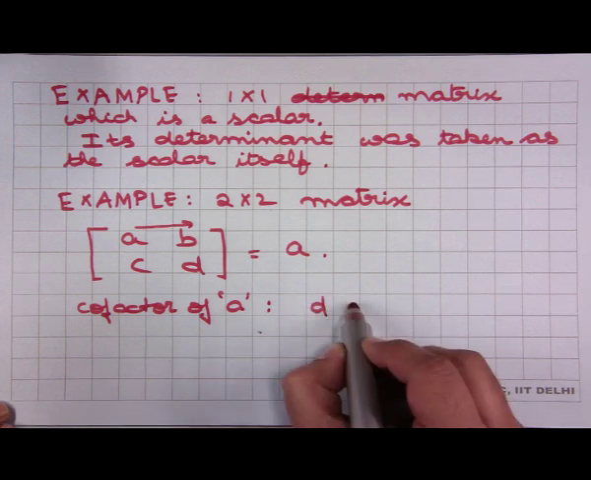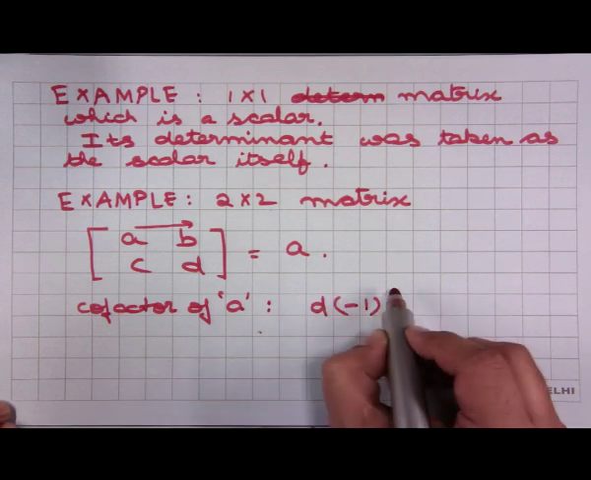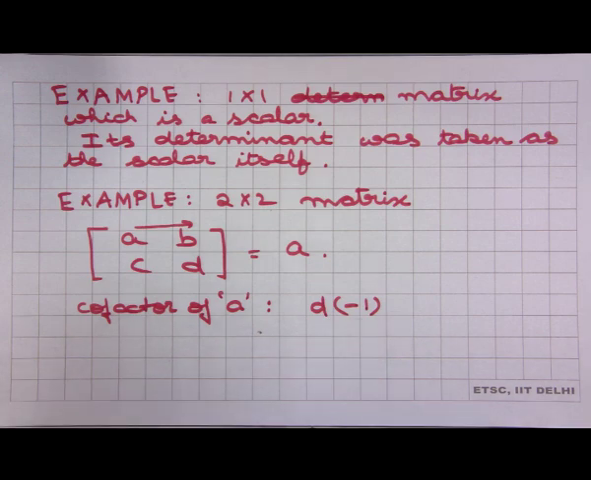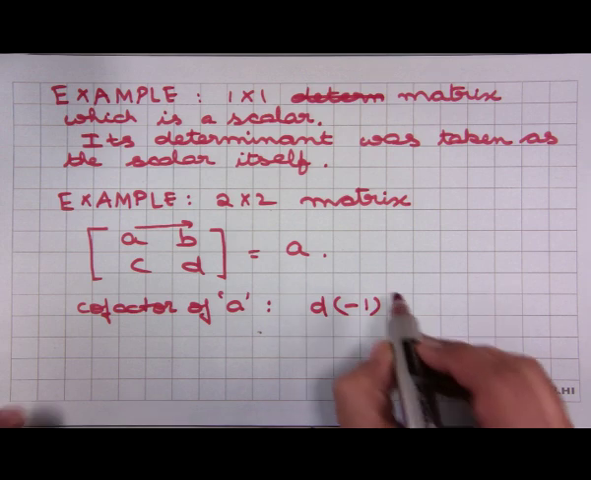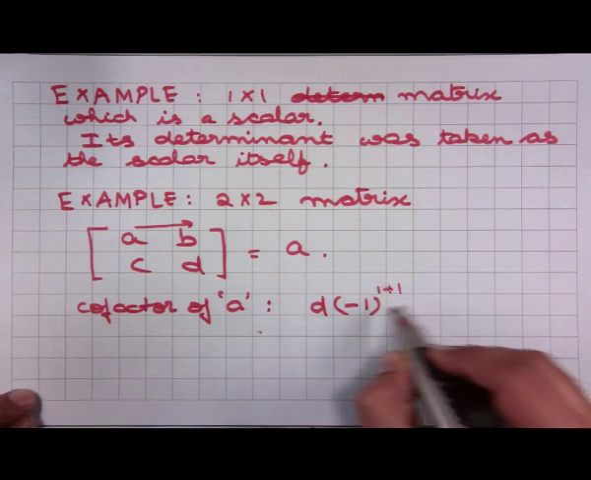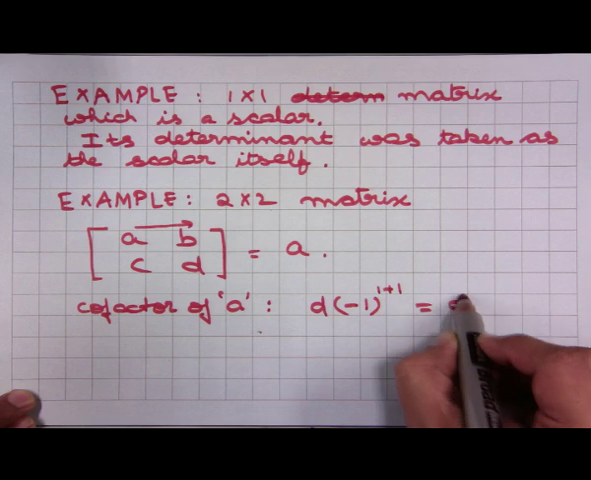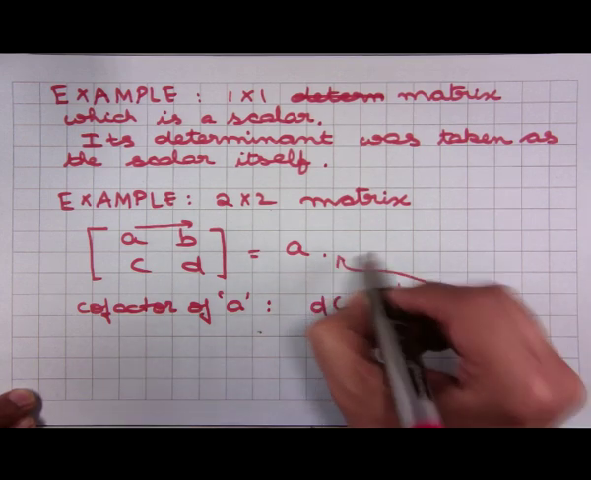but times minus 1 power the sum of the row index and column index of A. The row index of A is 1 and the column index of A is also 1. So, this is going to be minus 1 to the power 1 plus 1, so minus 1 squared. So, this is nothing but D itself. So, over here we have D.